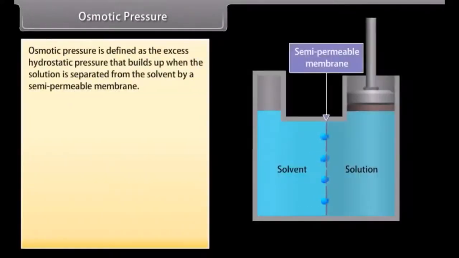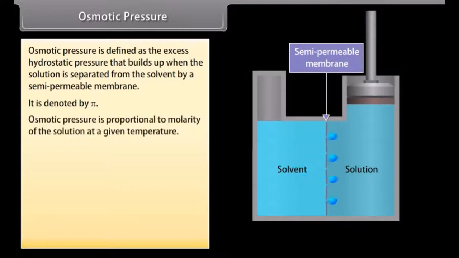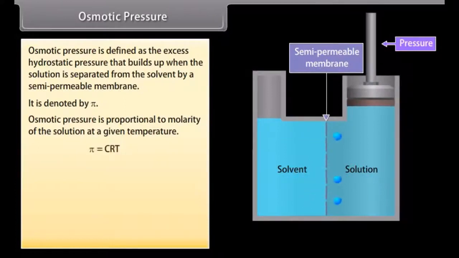Osmotic pressure. Osmotic pressure is defined as the excess hydrostatic pressure that builds up when the solution is separated from the solvent by a semi-permeable membrane. It is denoted by pi. Osmotic pressure is proportional to molarity of the solution at a given temperature. Pi is equal to CRT.